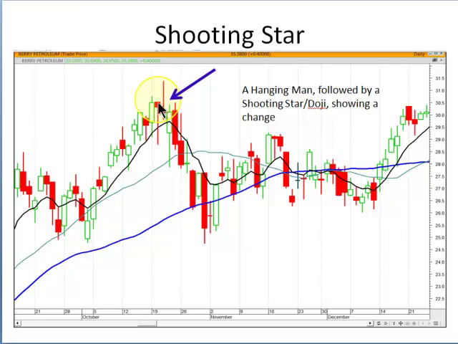A top, again, is developed by seeing sell signals such as the hanging man, followed by a shooting star doji. Now, is this a doji or a shooting star? It doesn't really matter. It still illustrates the same thing. They have taken it up and came back and traded indecisively. Over the next few days, they start taking this back down below the T-line.